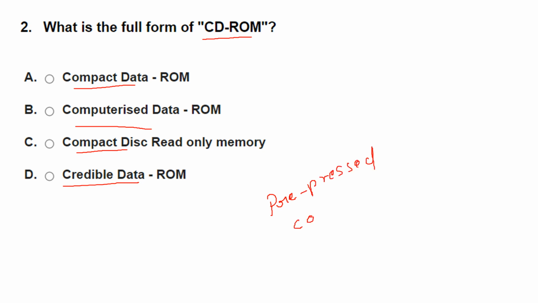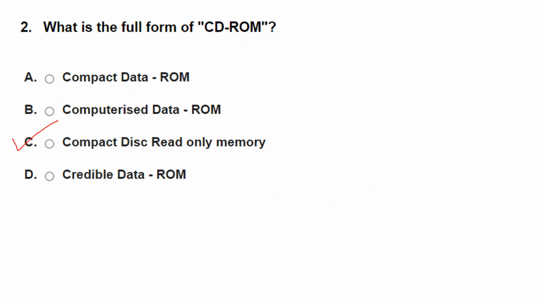Prepressed compact disk. Okay. A computer can read but not write or erase the CD-ROM, that is, it is a type of read-only memory. So here the correct answer will be option number C. CD-ROM is a compact disk read-only memory.